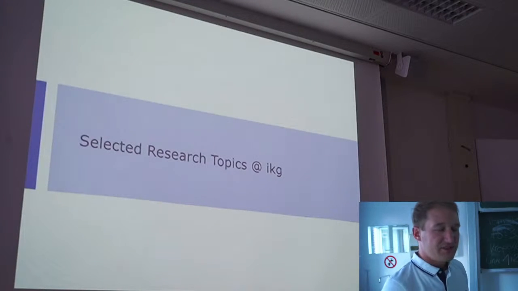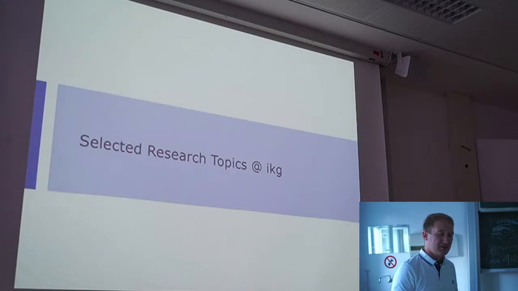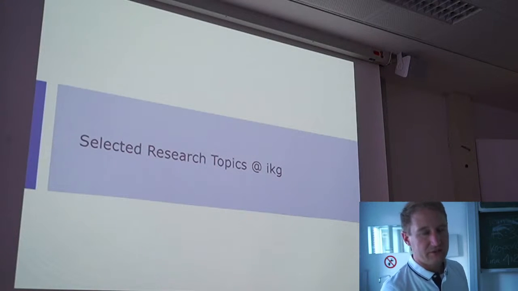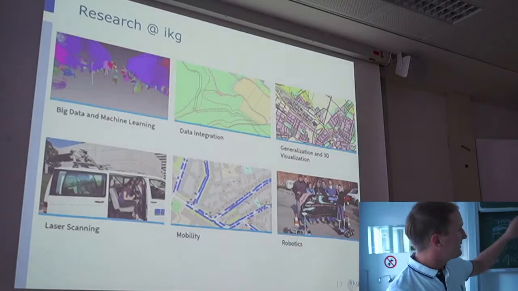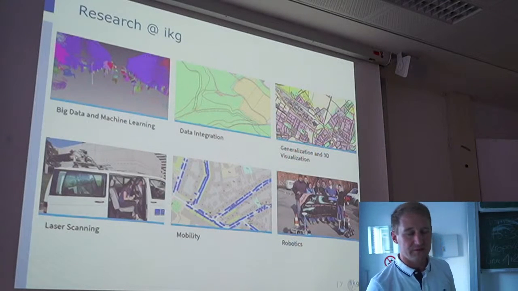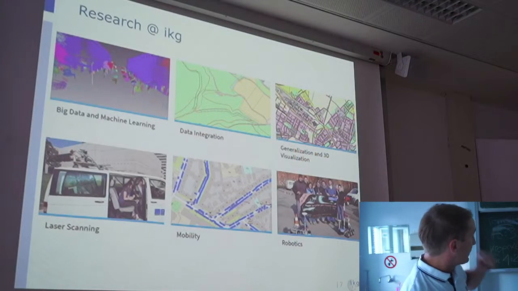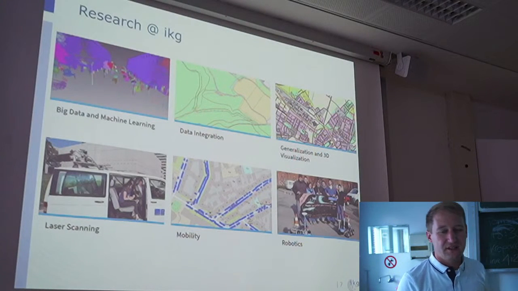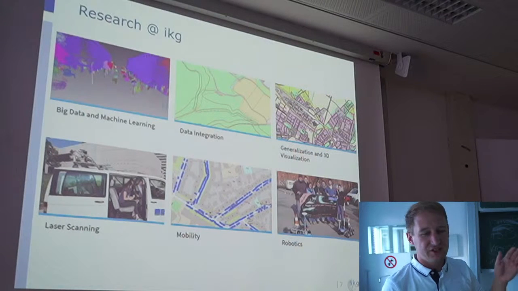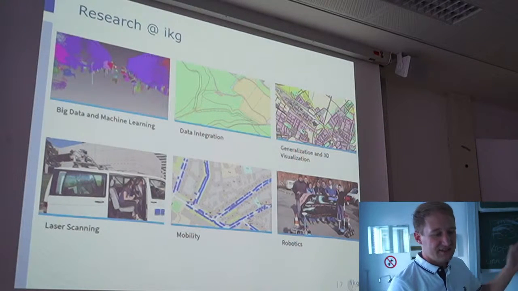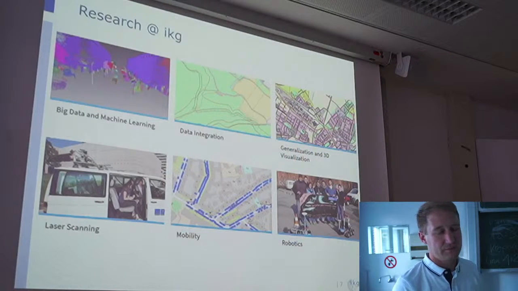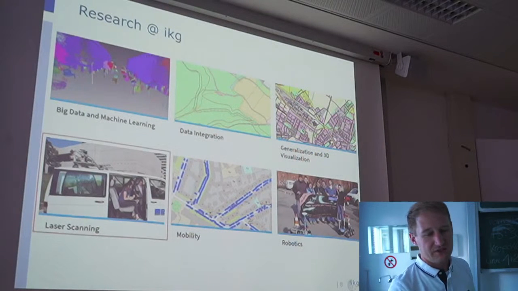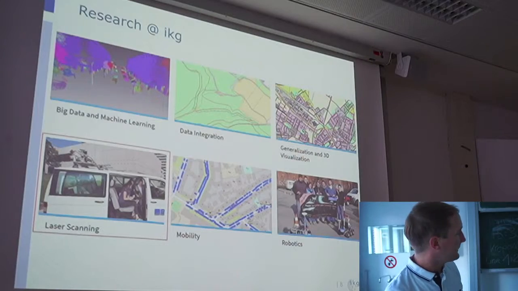Now I want to present you some selected topics, some research topics which are currently done or have been done in the Institute by other colleagues, and this is just an overview about the different fields, right? So we have different research fields in our Institute, starting with the big data machine learning part, and there's data integration, generalization, 3D visualization, laser scanning I already mentioned, mobility is a very big field, and of course the robotics. And I want to go into detail first with the laser scanning.